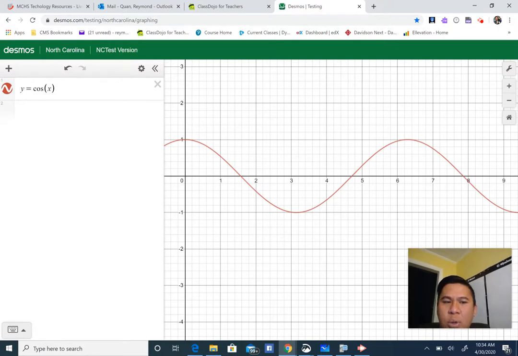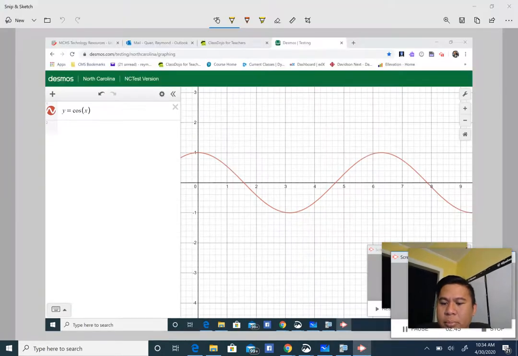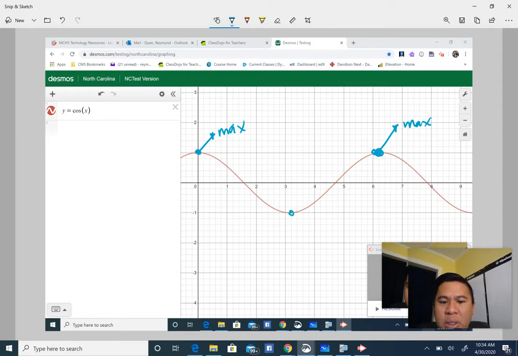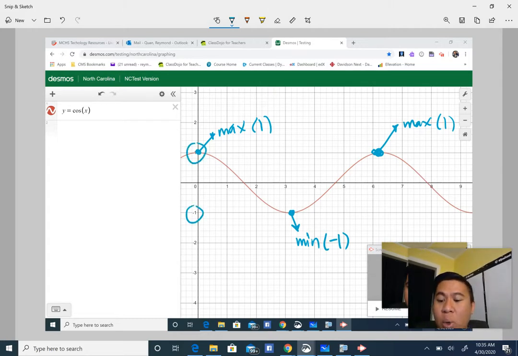So let's analyze our cosine function for now. In analyzing our y equals cosine x, again, make sure that it is in radians. We can see in here that there are maximum points. This is the maximum point, this is also another maximum point, while this is our minimum point. The maximum value for cosine x is 1, and the minimum value is negative 1 for the y values.